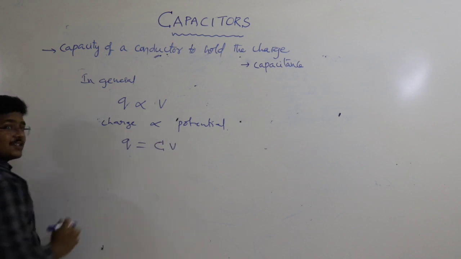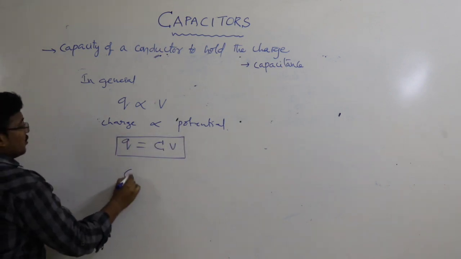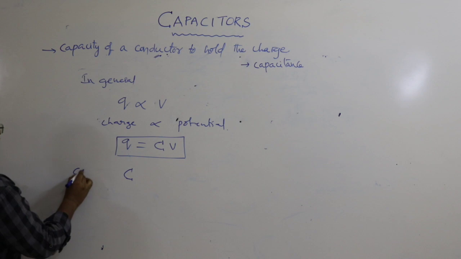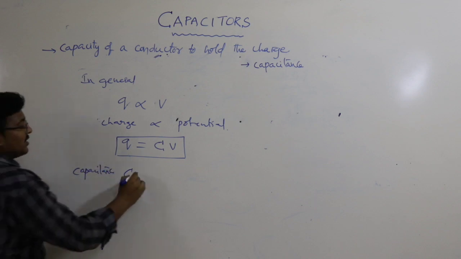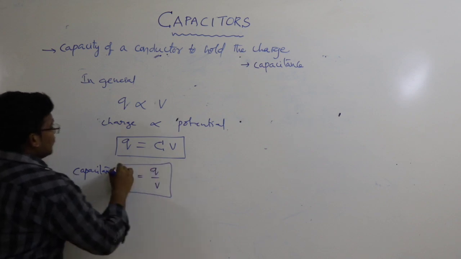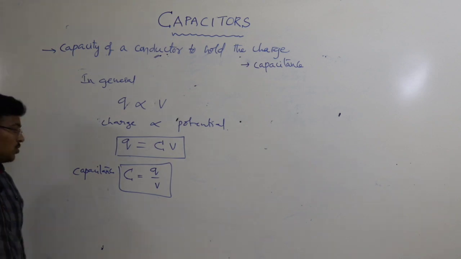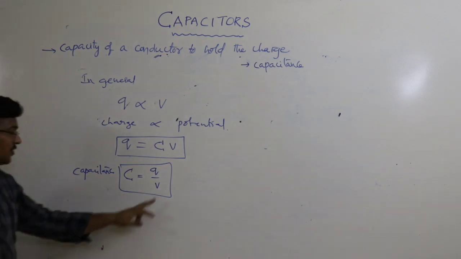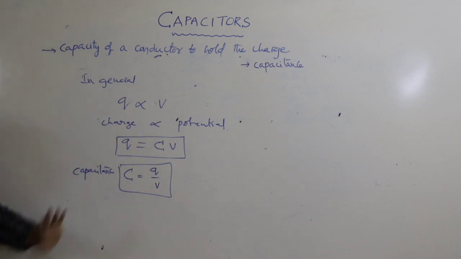This C is called the capacitance. Now Q is equal to CV. Now what is C? C is called capacitance. So the capacitance of the conductor is nothing but Q by V, where Q is the charge given or charge stored, and V is the potential of the conductor, right?